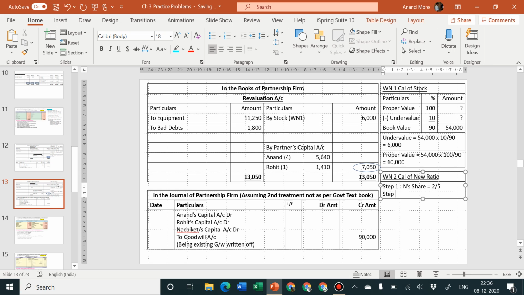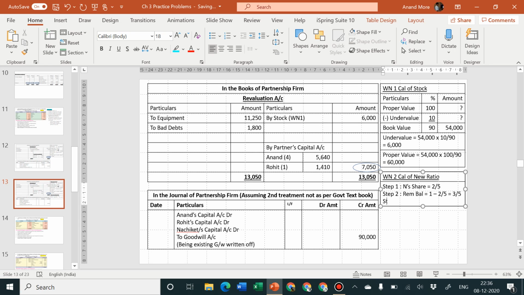Next, step number 2. Remaining balance is equal to 1 minus 2/5. How are you going to do it? 5 into 1 will become 5, 5 minus 2 is equal to 3, so that becomes 3/5.